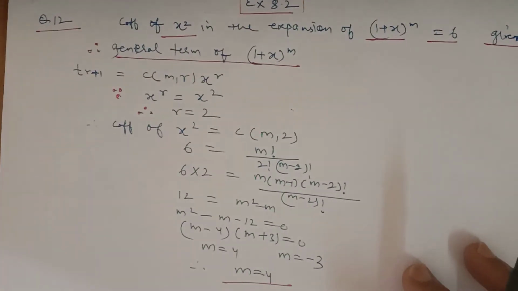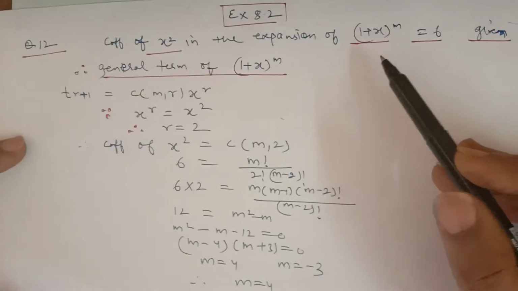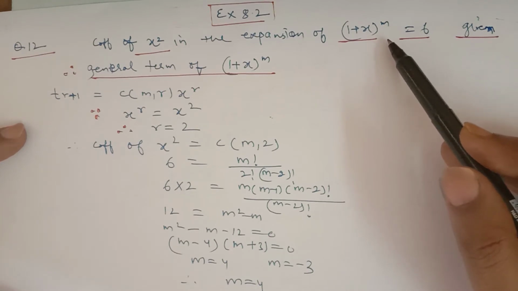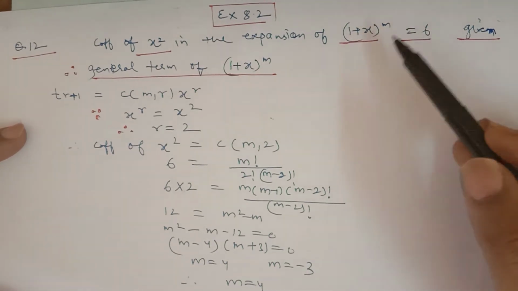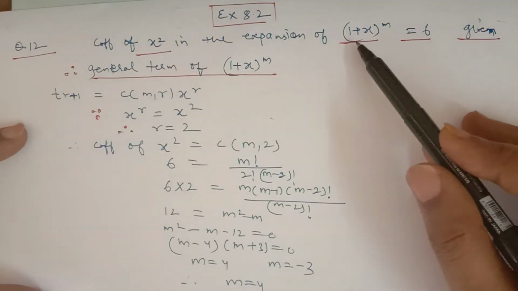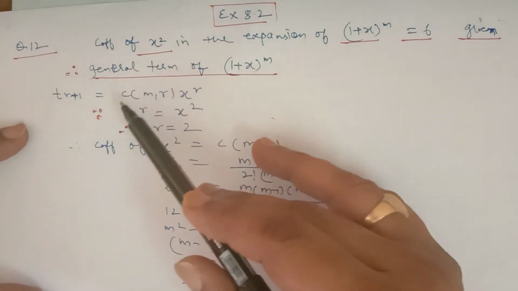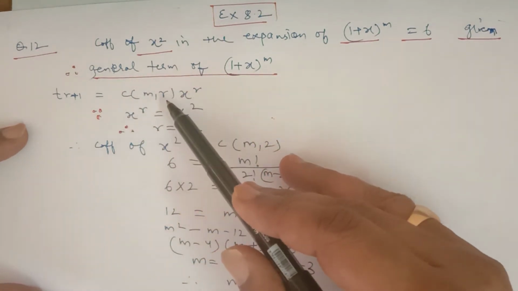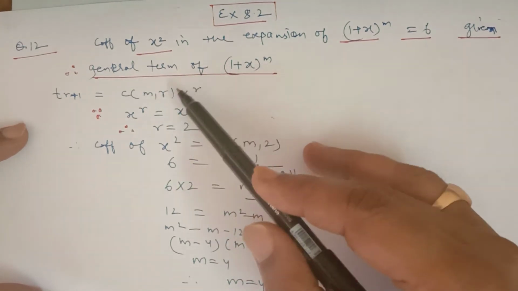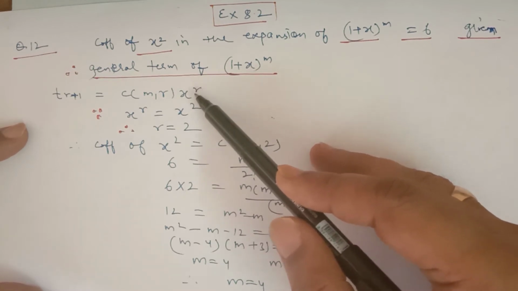In question number 12 of this, you have to find the value of m when the coefficient of x to the power 2 is equal to 6, it is given. So the coefficient of x to the power 2 we need. So naturally you have to find the general term for 1 plus x to the power m. So the general term of this 1 plus x to the power m will be equal to T r plus 1, combination of mr x raised to power r. So in place of n we have m, and we need here x to the power 2, because we have to find the coefficient of x to the power 2.